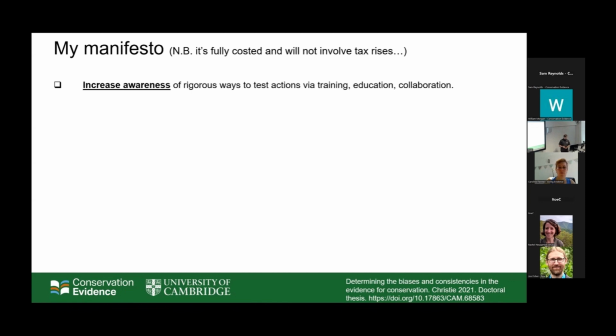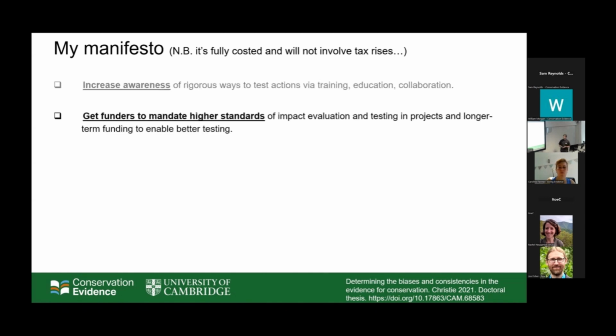So first of all, I think we really need to raise awareness of the rigorous ways to test conservation actions, with training, education and collaboration, particularly between university researchers and practitioners, but also through teaching. I teach a master's course at Imperial, so that's something I make sure I embed in any of the teaching that I do for aspiring conservationists that are going into the world of work. I think it's been mentioned before as well.